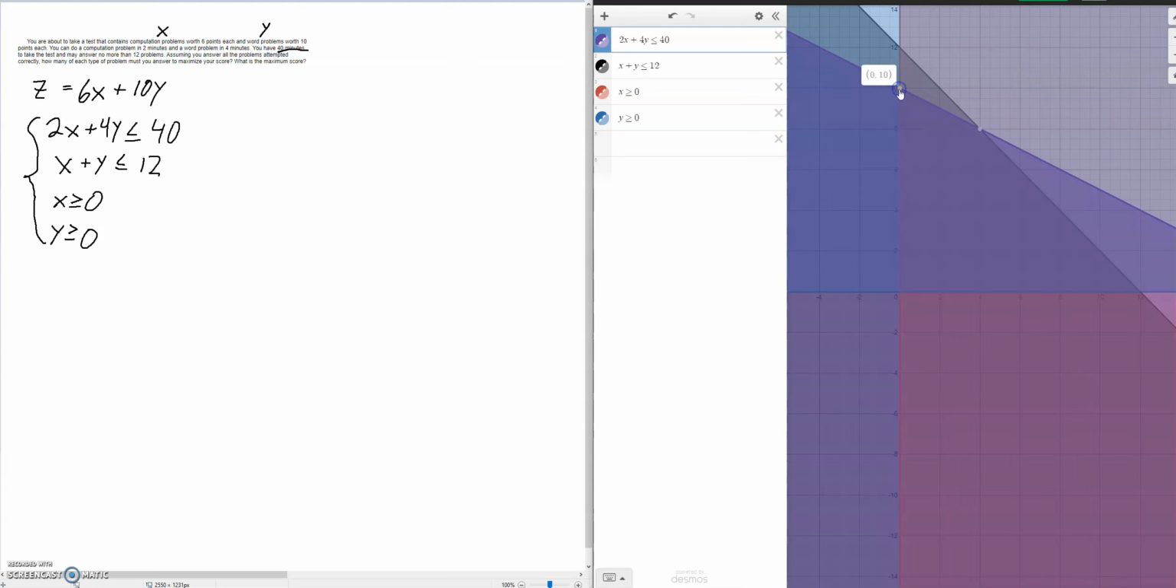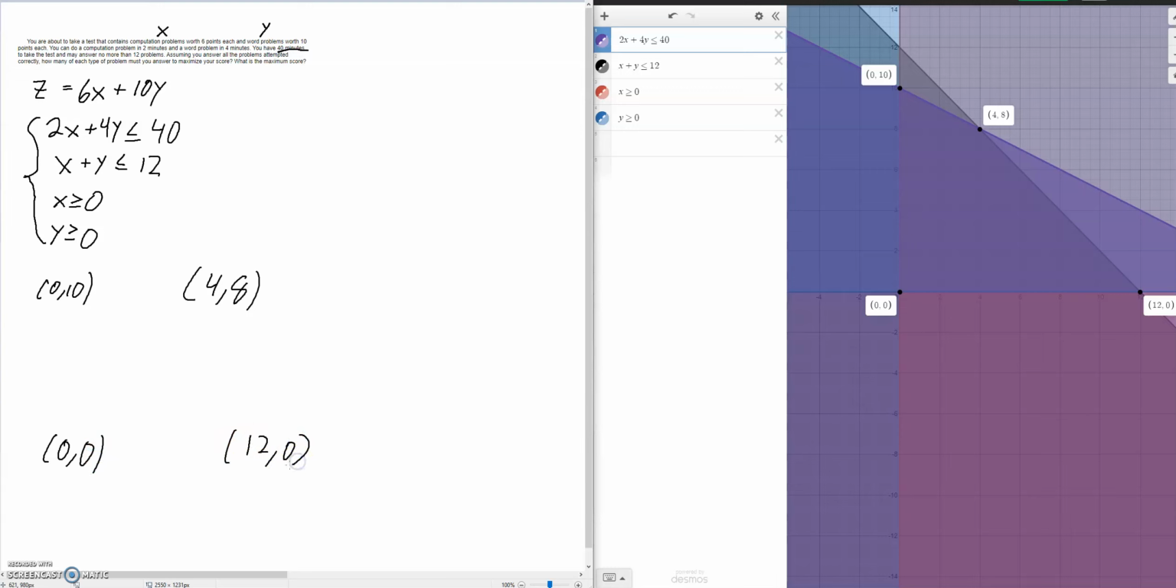So now we'll check. What are the points? (0, 10) is a point. (0, 0) is a point. (12, 0) is our point, and our last one is where they intersect here. So we're just checking to see where our regions intersect and allow us to be in all the regions here. So my points that I'm going to test are (0, 10), (4, 8), (0, 0), and (12, 0).